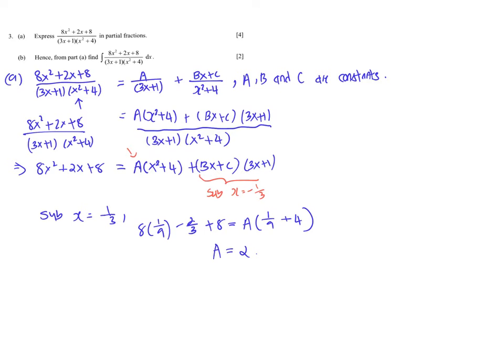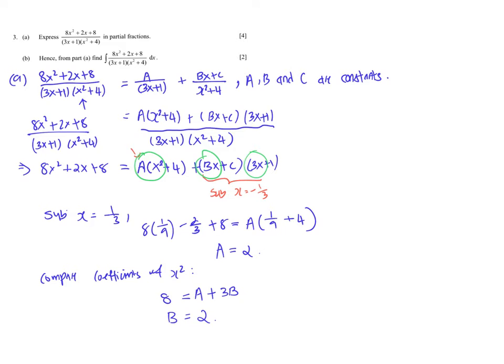Now if you compare the coefficient of x squared, what happens here? We see that the coefficient of x squared comes from A, and also Bx times 3x. So if we compare the coefficients of x squared, we will have on our left hand side 8 equals A plus 3B. Since we know A is 2, we can solve it to give us B to be 2.